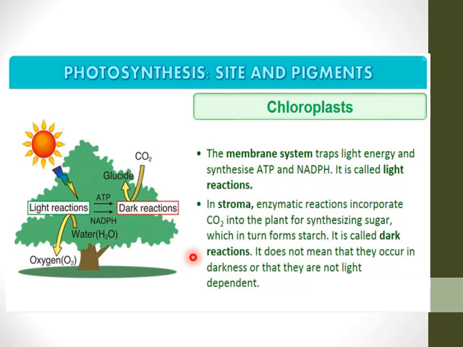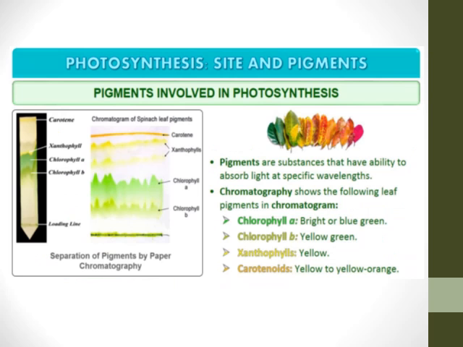So that is called your dark reaction, and this is known as the light reaction, and during the light reaction, O2 is liberated. It does not mean that they occur in the darkness or that they are not light dependent. So the pigments involved in photosynthesis are the substances that have the ability to absorb light at specific wavelengths. Chromatography shows the following leaf pigments in the chromatogram.